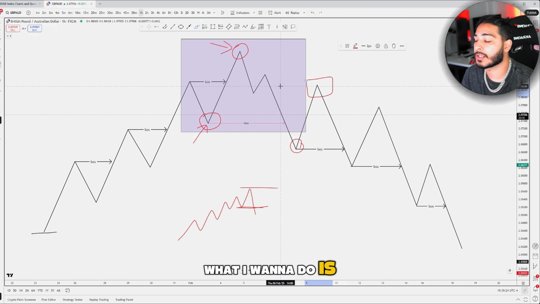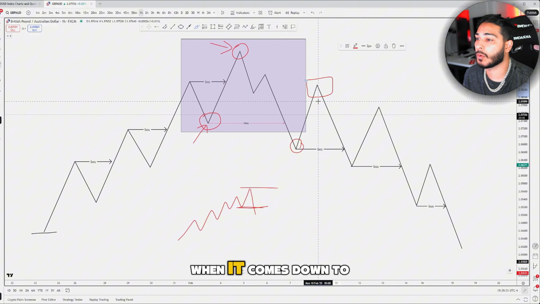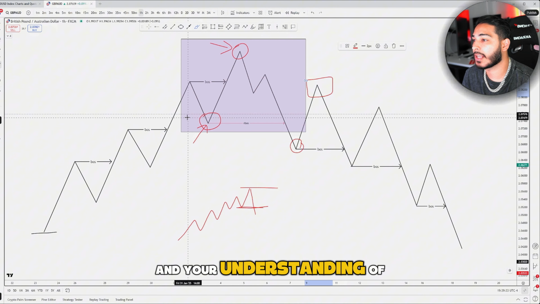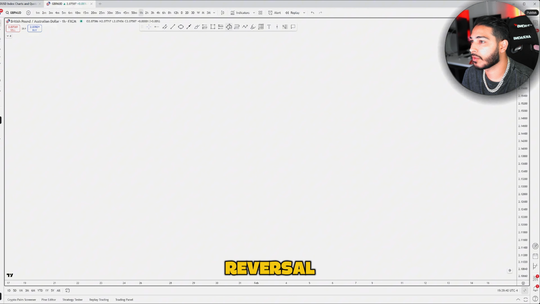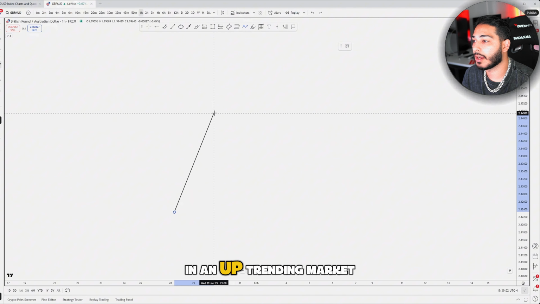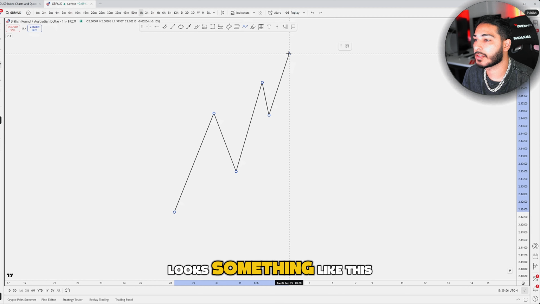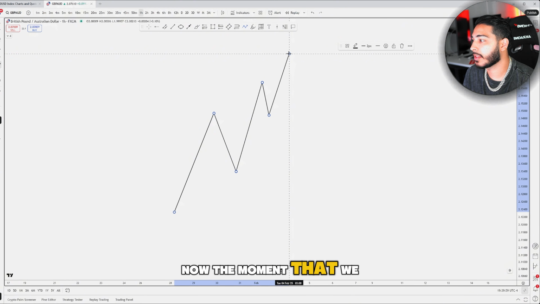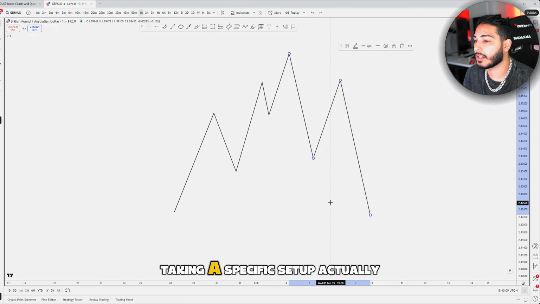Now, what I want to do is give you guys another breakdown or another concept that you need to take down when it comes to your trading and your understanding of this reversal. When it comes to a reversal, you have to understand an entry model. In the case that we're in an uptrending market that is changing to a downtrend, let's just say our market looks something like this. Now, the moment that we have some type of reversal, all we're focusing in on doing is taking a specific setup.